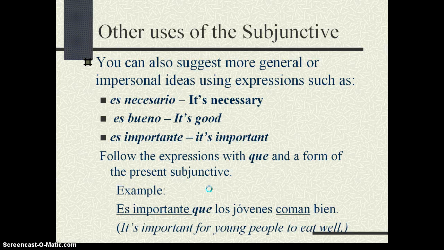Other uses of the subjunctive include suggestions of a more general nature, where you don't really have a subject. Remember we talked about the impersonal se, when you just say people or somebody does something. This is the same idea. When you're saying it's necessary or it's good, it's important, you don't really have a subject there, but it will act in the same way using the subjunctive. So the general expression will be in the main clause, and then the subordinate clause will contain the subjunctive in it. So let's look at this example here.